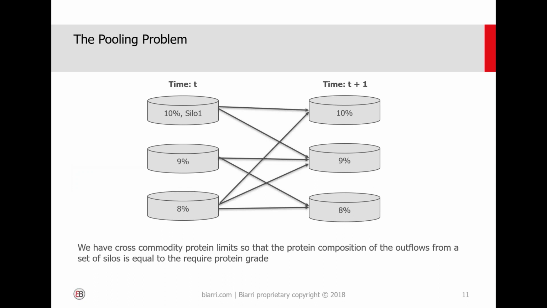So at time t, you'd have a set of silos with different characteristics, those characteristics here being certain percentages. And then at time t plus 1, we transport grain between those different silos. The constraint down the bottom is that we have cross-commodity protein limits, in our specific case of grain, so that the protein composition of the outflows from a set of silos is equal to the required protein grain of that silo. Again, you can see the general nature of this problem. It's very generic, and it allows itself to be applied in a wide variety of industries. It's a really powerful framework.